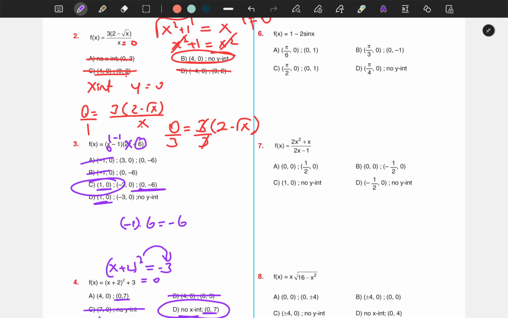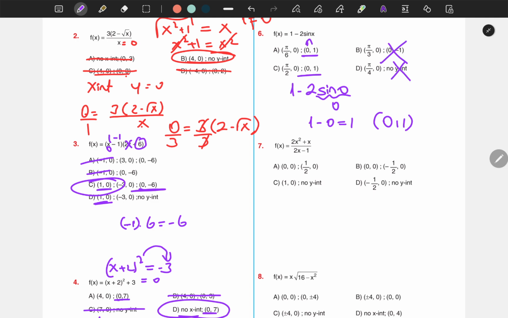Let me use option A. This is x0, y is 1. Let me replace in x0. If I replace 0, 1 minus 2 times sine 0. Guys, sine 0 is always 0. 2 times 0 is 0, which means 1 minus 0 is 1. If I replace in x0, I will get the 1. So 0 and 1, it is correct.